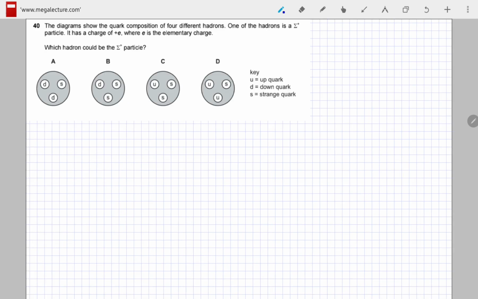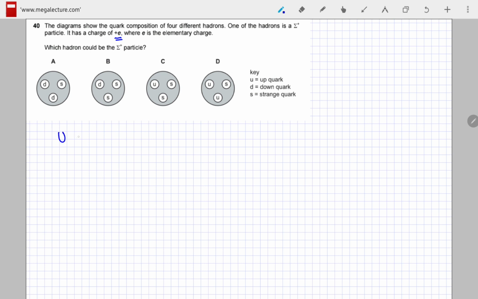Okay, so the final question, question number 40, we have diagrams which show the quark composition of 4 different hadrons. One of the hadrons is a sigma plus particle and it has a charge of plus e, where e is the elementary charge, as we all know. Which hadron could be the sigma plus particle? We have to compute the total charge of these, and whichever turns out to be plus e could be the sigma plus particle.